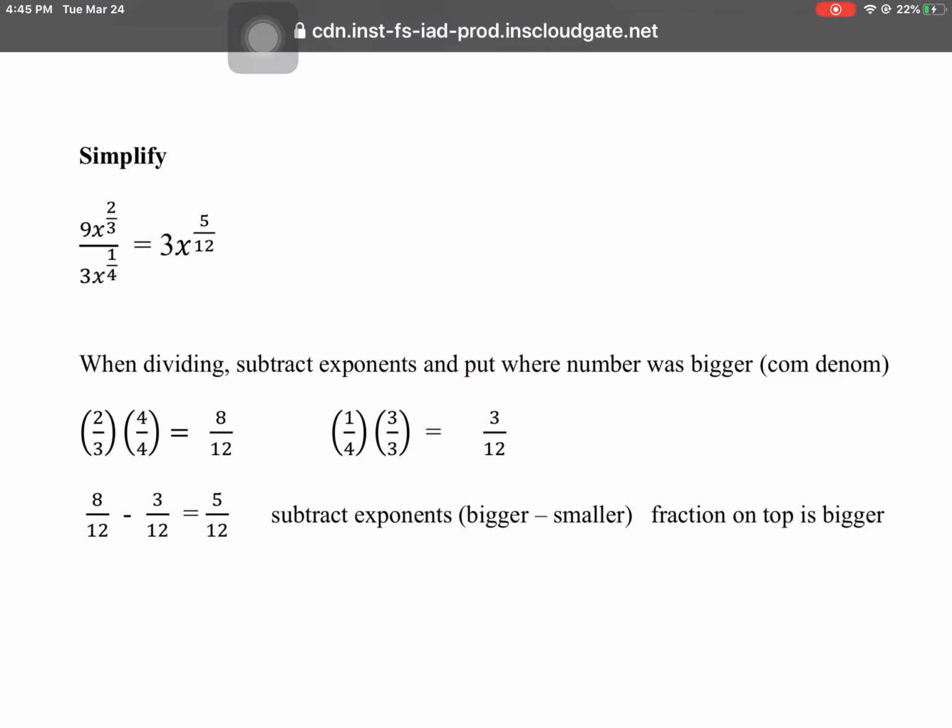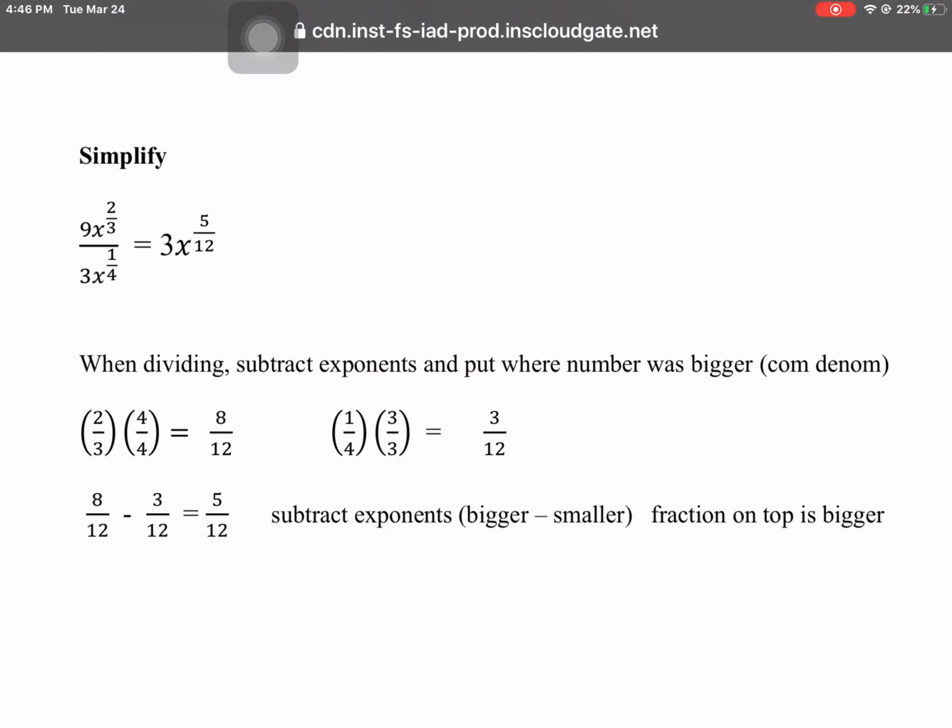For the one on the right, we had the fraction 1/4. We're going to multiply it by 3 over 3 so that we get something over 12. 1 over 4 times 3 over 3. Multiply straight across. 1 times 3 equals 3. 4 times 3 equals 12. So we're going to subtract our exponents. Our new exponents are 8 over 12 and 3 over 12. So 8 over 12 minus 3 over 12 equals 5 over 12.